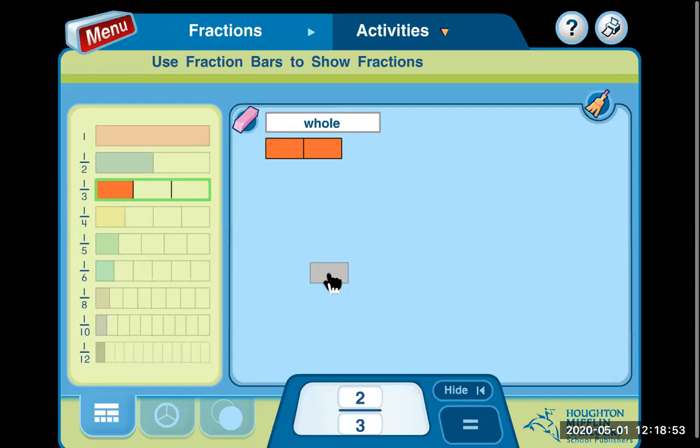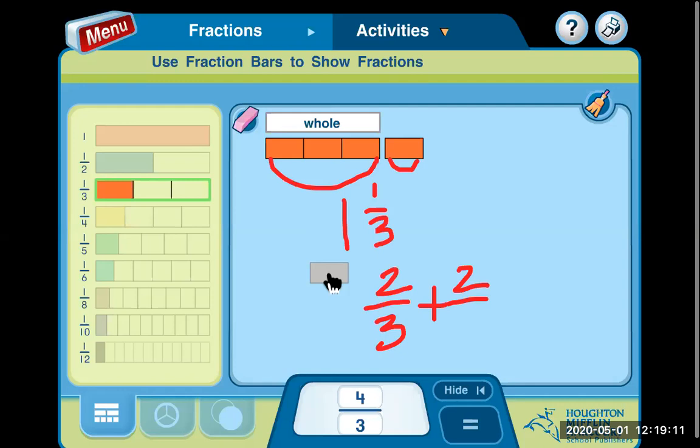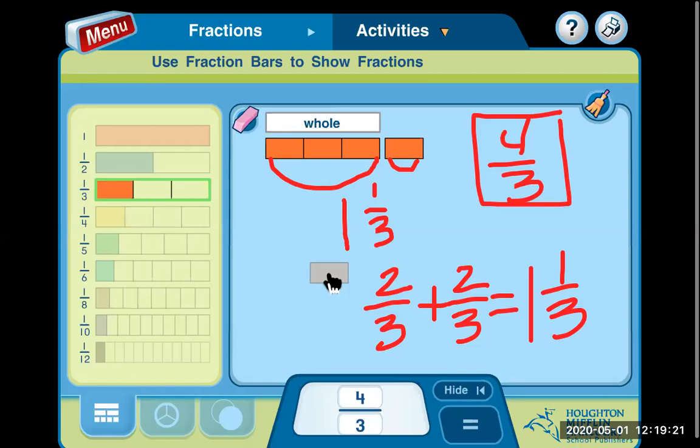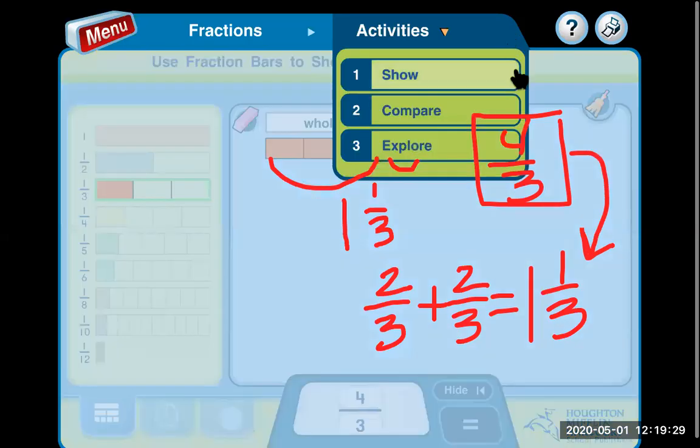What if, though, we added 2 more thirds? Now the 3/3 created a whole, and we still have 1/3. So the problem we just did was 2/3 plus 2/3, and we're saying that it's equal to 1 1/3. Why is that? Because 2/3 and 2/3 give you 4/3. 4/3 is the improper fraction. 1 1/3 is the mixed number, but they mean the same thing.